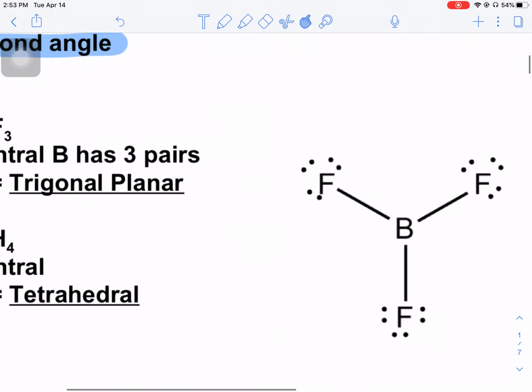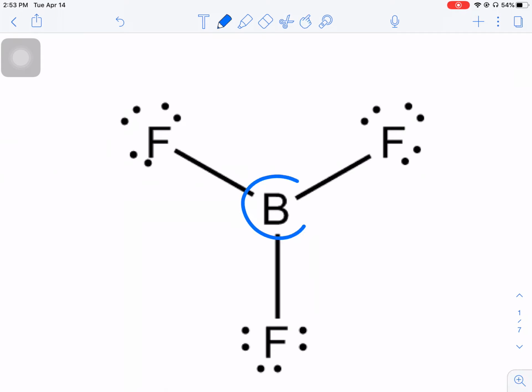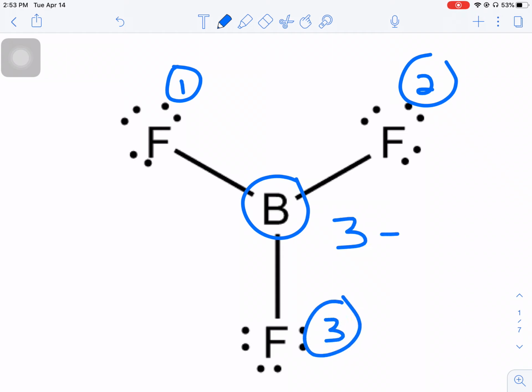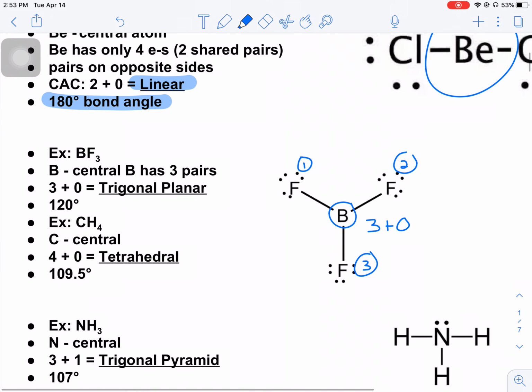Boron trifluoride. First thing we want to do is identify the central atom. In this case, it is boron. Now, how many neighbors does boron have? 1, 2, 3. So boron has 3 neighbors, and according to this diagram, boron has 0 unshared pairs. So 3 plus 0 leads us to believe that this is going to be trigonal planar, and the bond angle is going to be 120 degrees. So each one of these FBF bond angles is going to be 120 degrees.